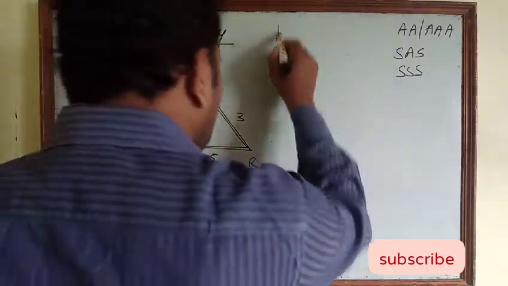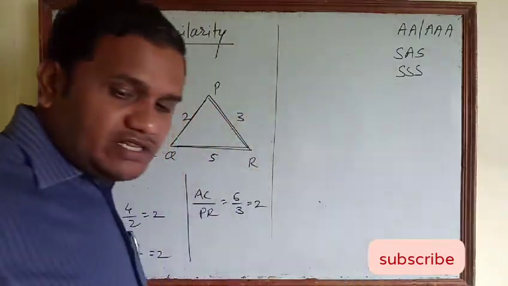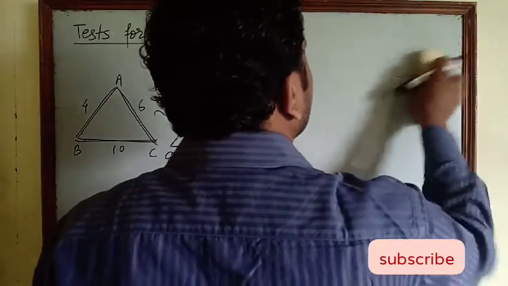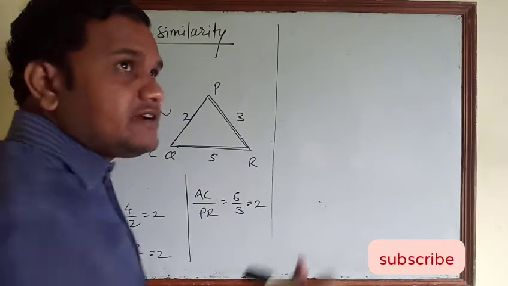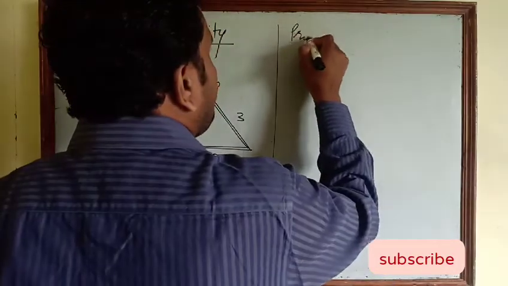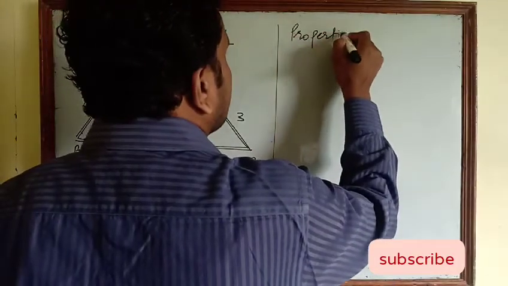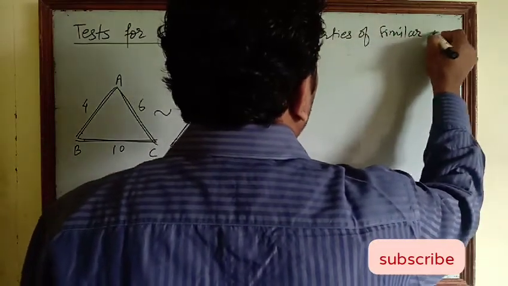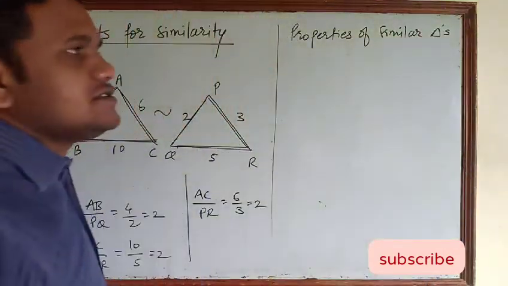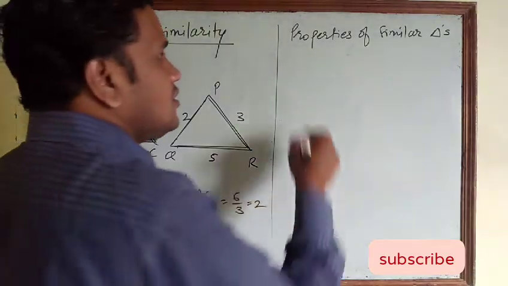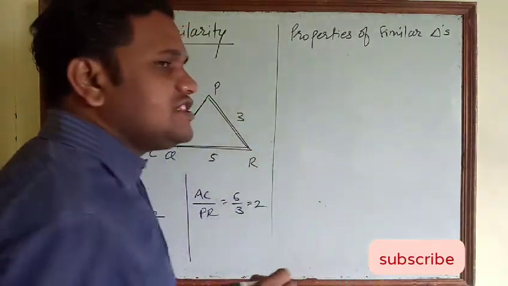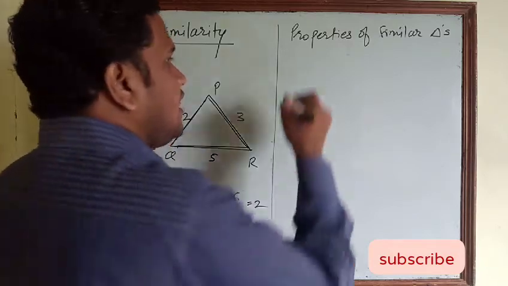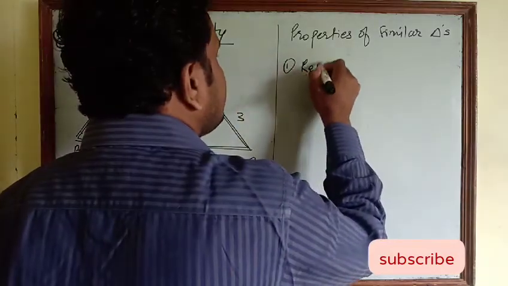Now we will see what are the properties of similar triangles. What are the properties of similar triangles? See, the first one, we have seen these properties in case of segments also, that the first property is reflexivity.